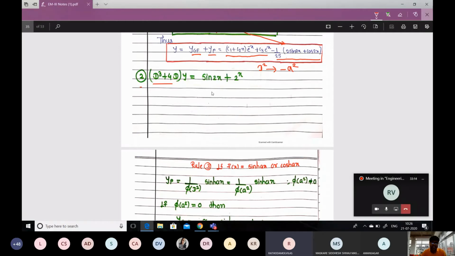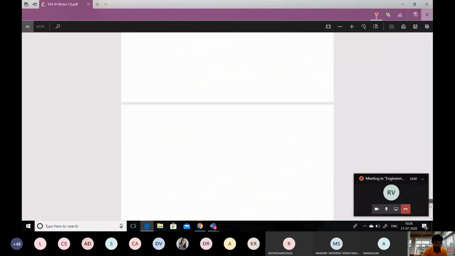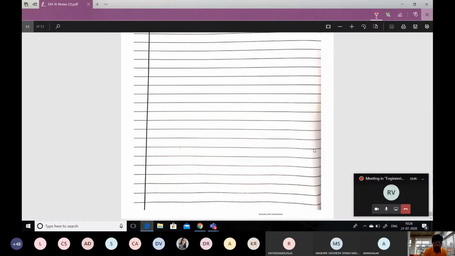Yes. Let me show you the solution of this example. I'm just writing the example. I will solve it for you because you're thinking there is an exponential term as well and a trigonometric term as well. Then what to do in this case? Sine 2x plus 2 to the power x. Okay, I will solve it. I just want to find a blank page.